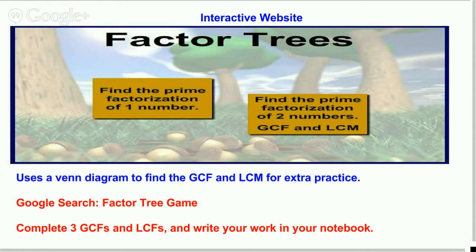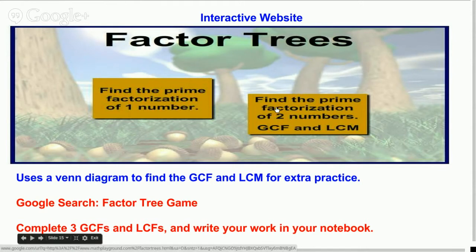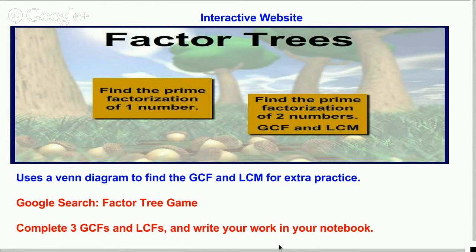All right. There is an interactive website where you can practice finding these, and it'll tell you whether you get the right answer. I'd like you to go on to this website, and you'll see this. Click this one, and then do 3 of them. So if you Google search Factor Tree Game, then you click on this, and then you do 3 of these. Write your work in your notebook. Go ahead and pause it. Come back when you're done. Okay.